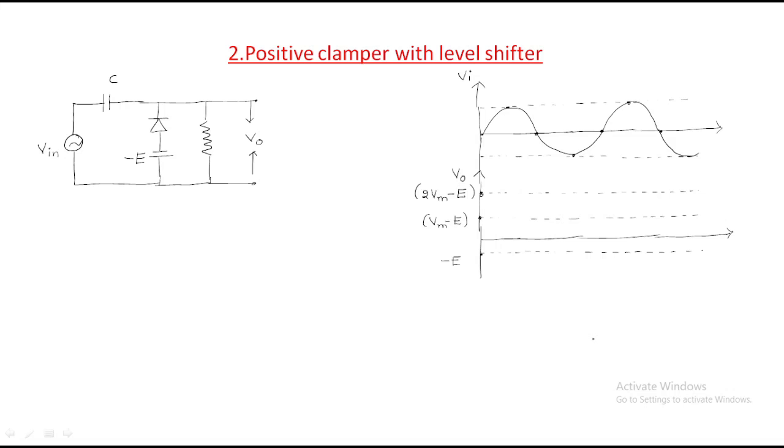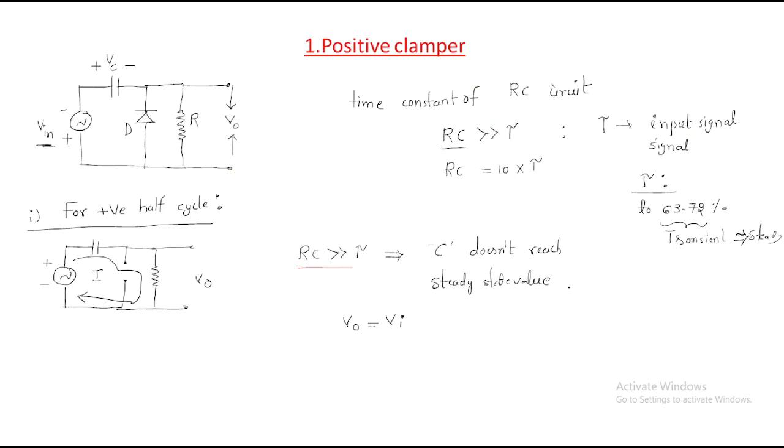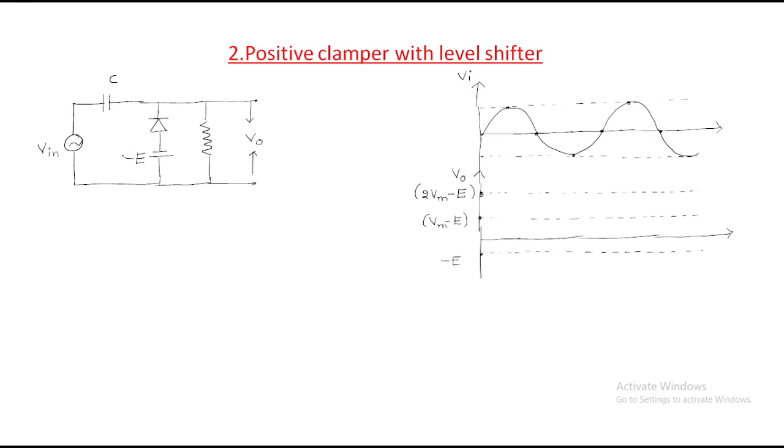Next type of clamper is the positive clamper with level shifter. It is the same as the positive clamper, but it has a level shifter. The positive clamper diagram is the same as before, but we will add some shifting here. If you add a level shifter, then it becomes the positive clamper with the level shifter.